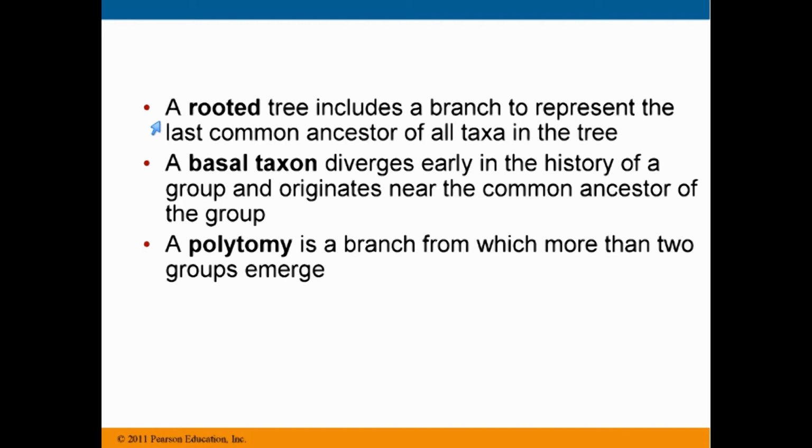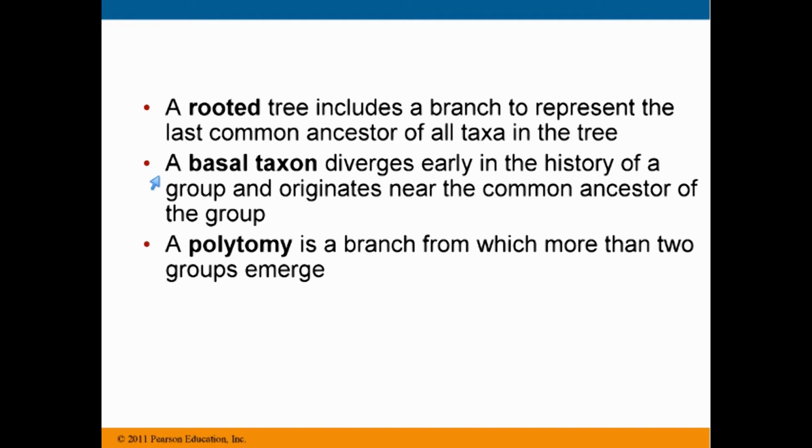A rooted tree includes a branch to represent the last common ancestor of all the taxa that are present on that tree. So a rooted tree, if you will, you think of that common ancestor as being the base of that tree, the trunk of the tree. So down there, that organism, that species that's holding the entire tree together, so to speak.